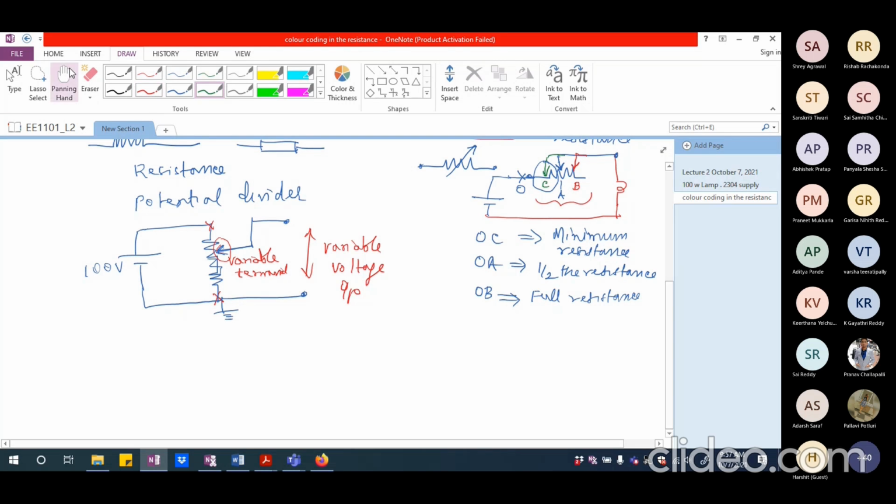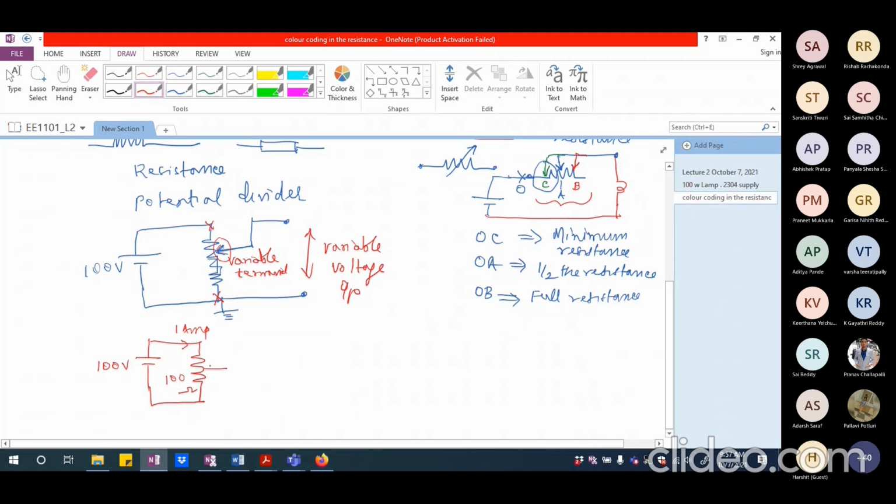Yeah. In the potential divider, basically what you have is a resistance similar to a rheostat, which is connected right across a battery or a DC source. It could be an AC source as well, but right now we are discussing a DC source. Let us say this is a 100 ohm resistance, for example. So the current that will be flowing will be 1 ampere, right?